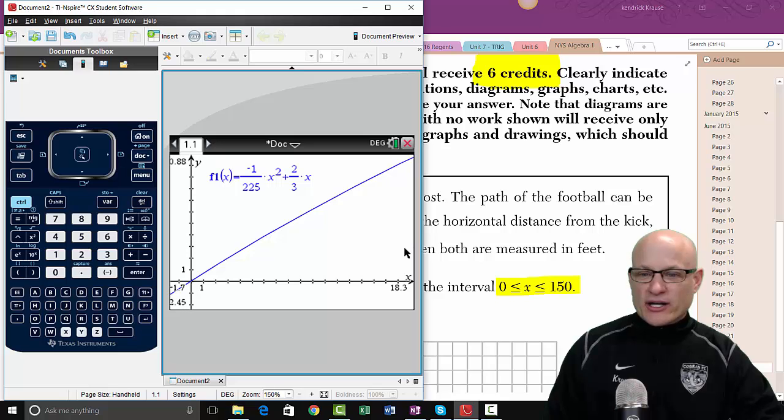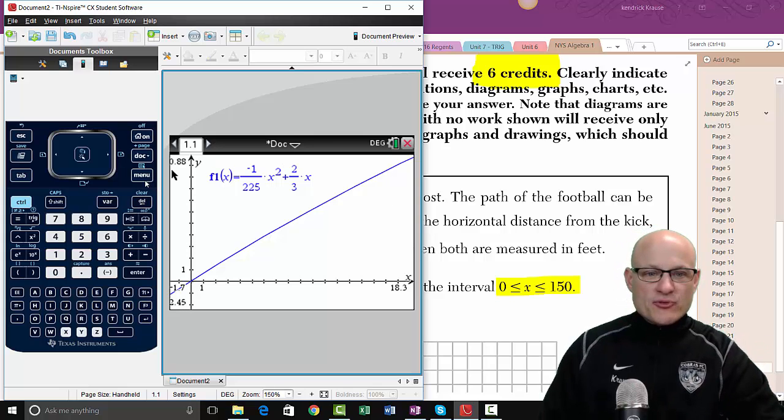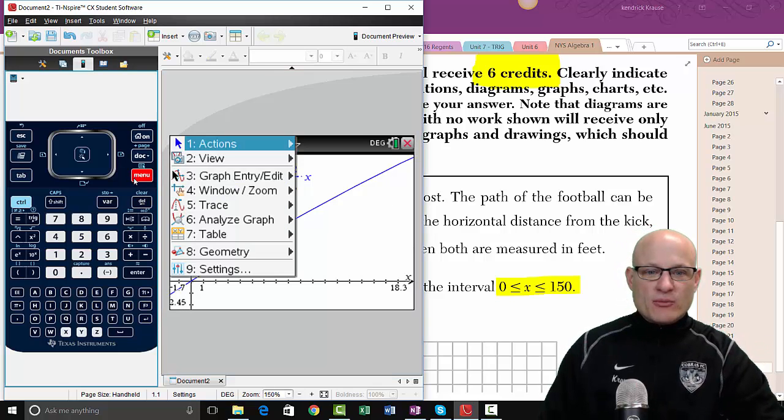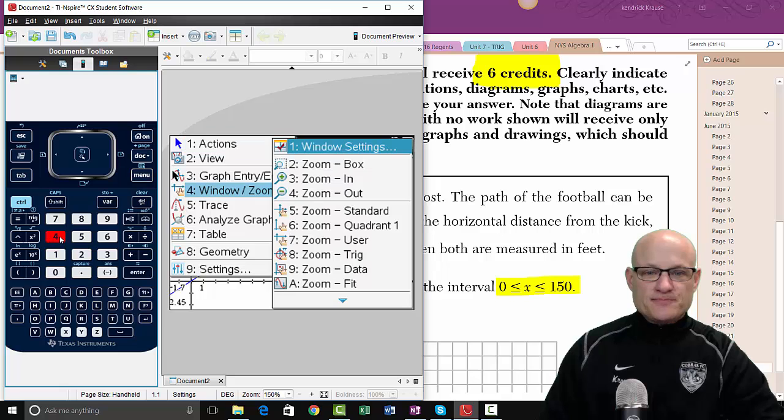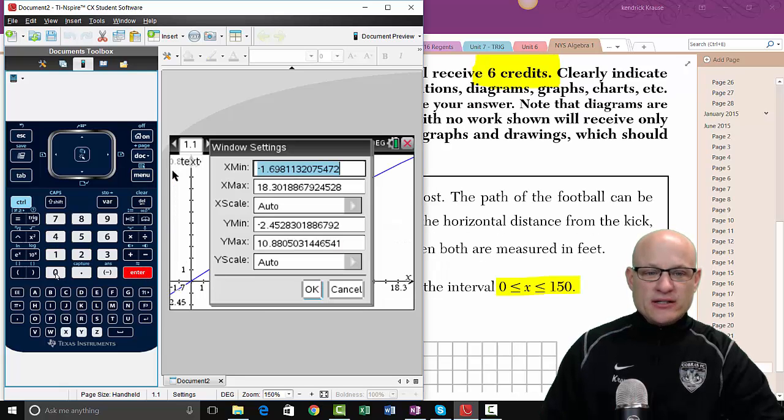But it also told you to graph it from 0 to 150. See it over here on the right? Look over there on the right somewhere. So what we're going to do is go into menu and change our window settings. And I want to go X min. I'm going to go 0.